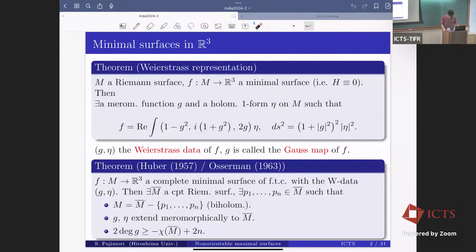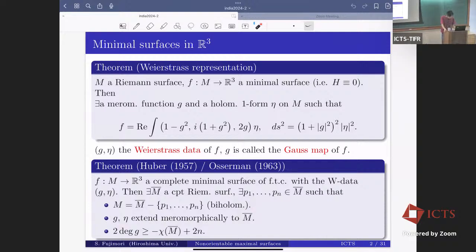There is a global property of minimal surfaces. Let M be a complete minimal surface of finite total curvature, with the Weierstrass data. Then there exist a compact Riemann surface M bar and finitely many points, so that M is biholomorphic to this compact surface minus n points. And the Weierstrass data defined on M can extend meromorphically to M bar, this compact surface.